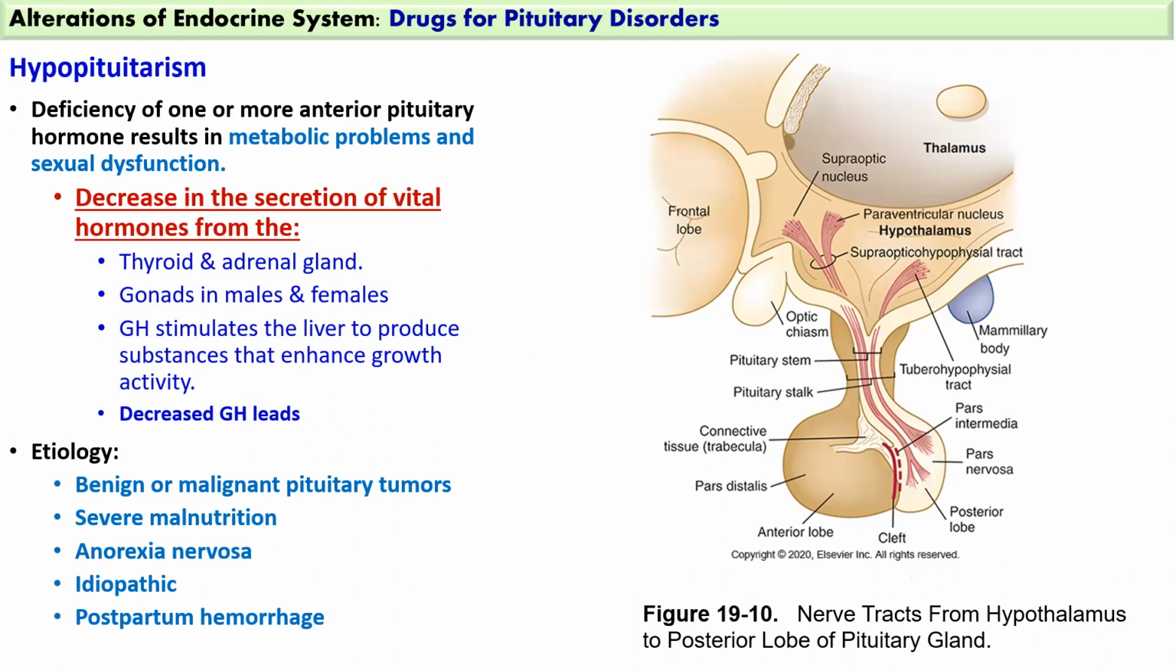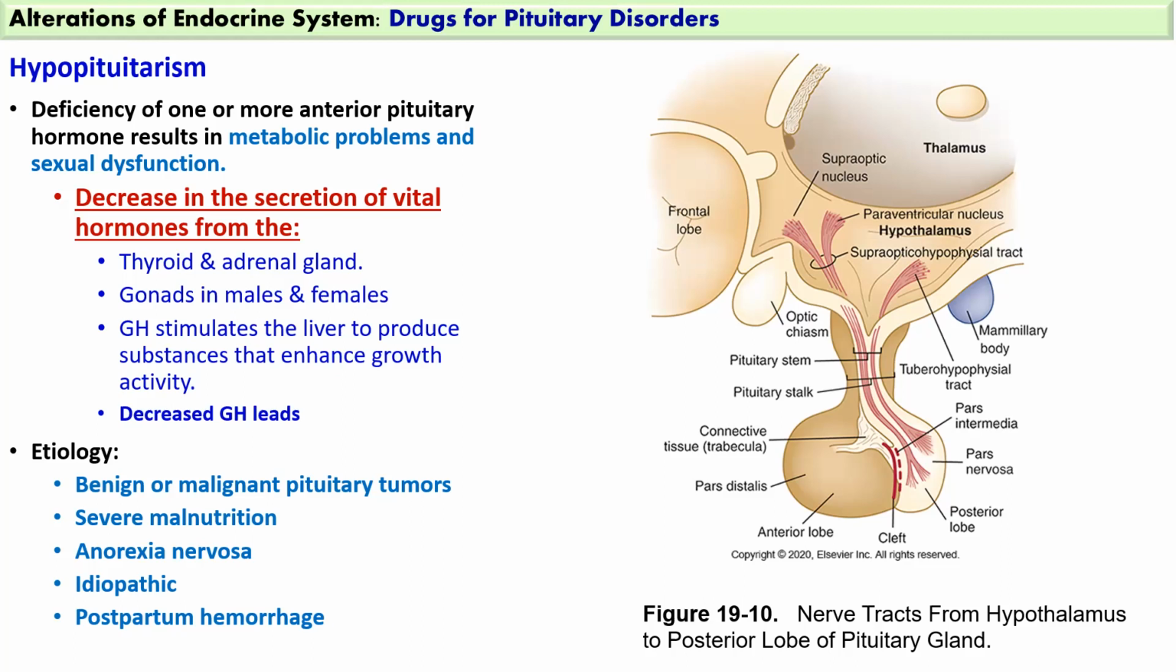Hypopituitarism is a condition in which there is a deficiency of one or more of the anterior lobe pituitary gland hormones, which would result in metabolic problems, sexual dysfunctions, and so forth. Hypopituitarism is a decrease in the secretion of the vital hormones, either from the thyroid, adrenal, or gonads, or growth hormone. So there is a decrease in the secretion of vital hormones from these glands.